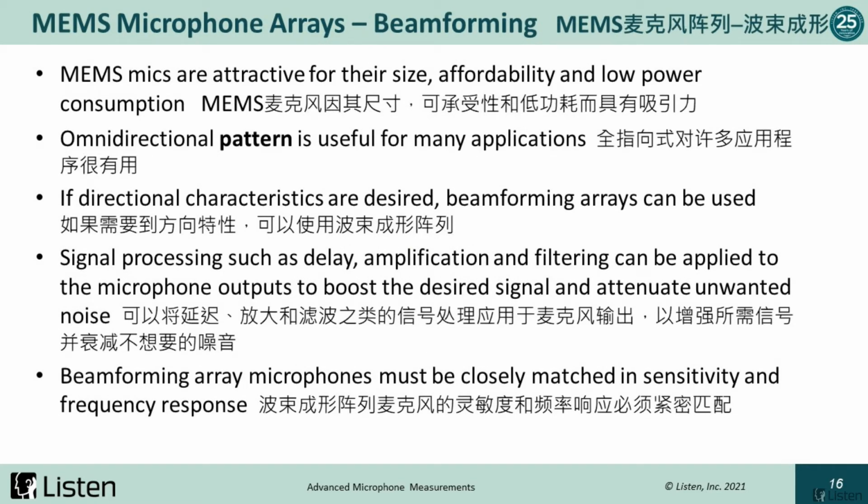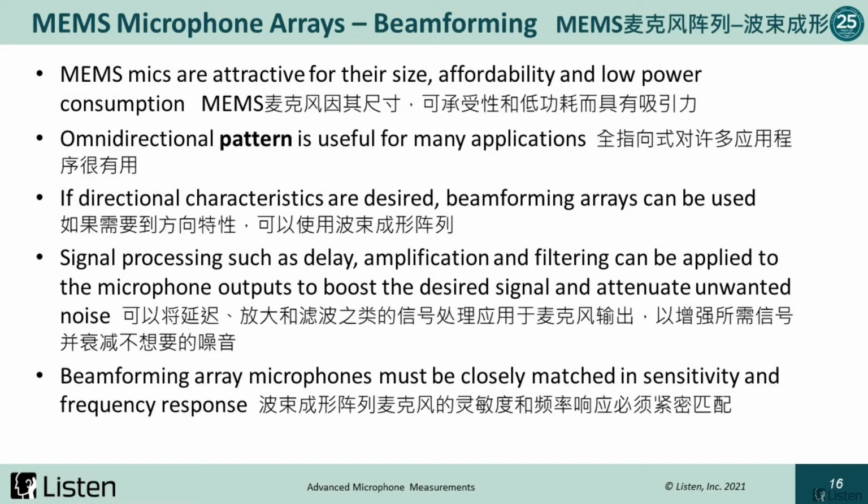So let's talk a little bit about beam forming. So MEMS mics are very attractive for their size, their affordability, and their low power consumption. And MEMS mics are omnidirectional, and that pattern is useful for many applications. But if directional characteristics are desired, then we can start using multiple MEMS mics for beam forming arrays. And we might include signal processing, such as delay, amplification, and filtering. And these can be applied to the MEMS microphone outputs to boost the desired signal and to attenuate unwanted noise.